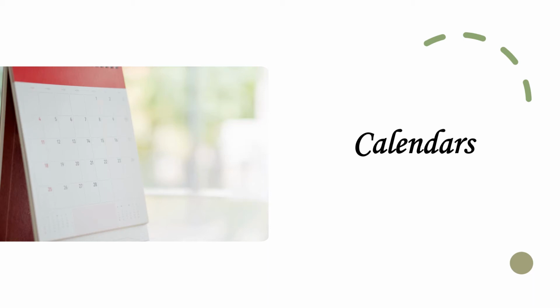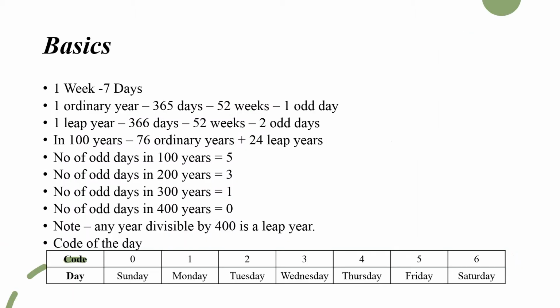In this video we are going to see some of the problems and tricks that come under the topic calendars. Before moving to the problems, we have to know the basics of this topic. We already know that one week has 7 days and one ordinary year consists of 365 days.